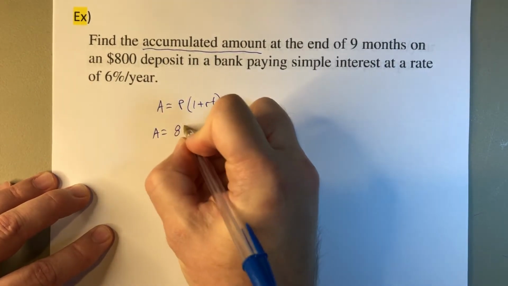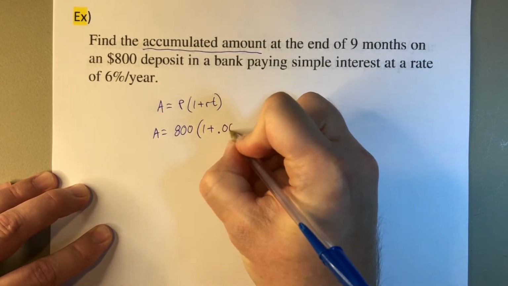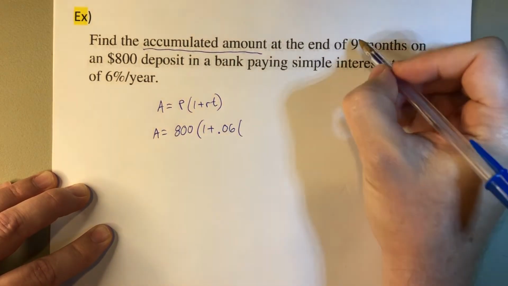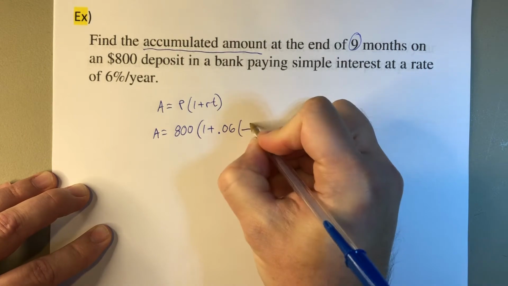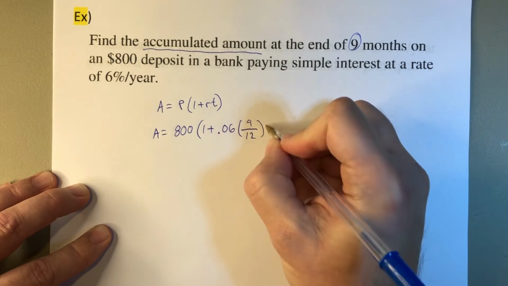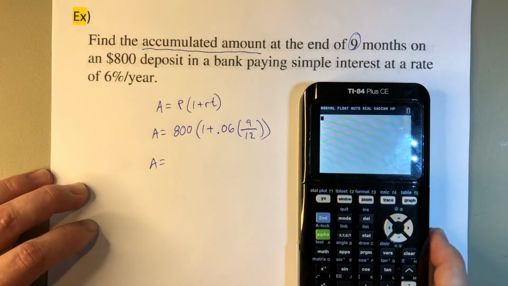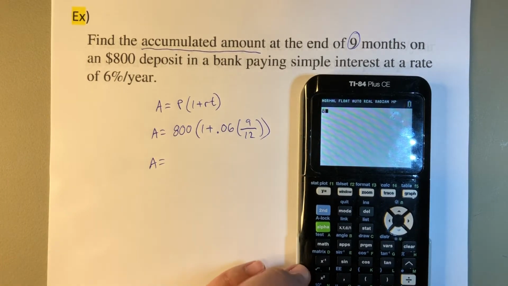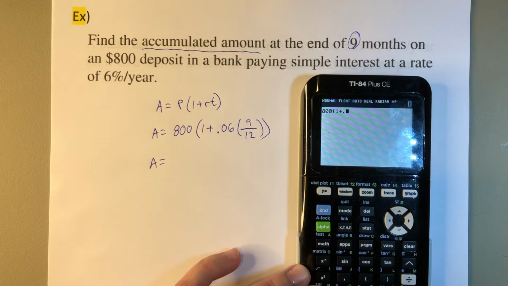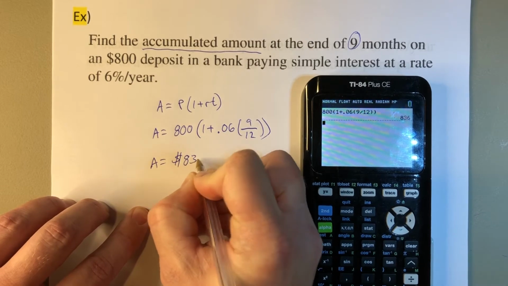All right, so $800 is the principal amount. The rate is 6% as a decimal, 0.06. Times time. Well, remember time has to be in terms of years here. So we do 9/12. So 9 months is 9/12 of a year. And then you just use your calculator. 800 times the quantity 1 plus 0.06 times 9/12. And you get the answer. Accumulated amount would be $836.